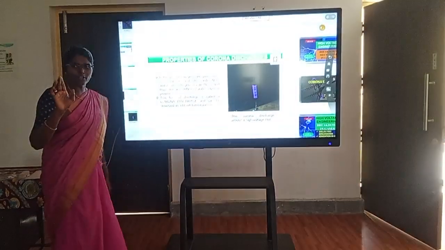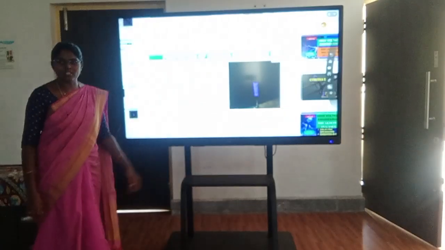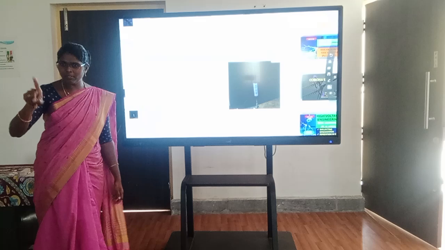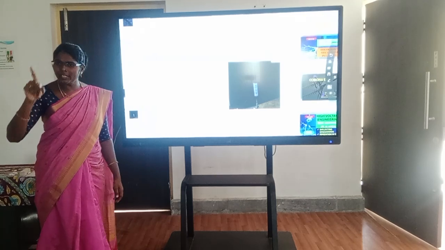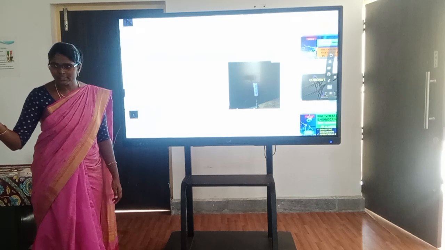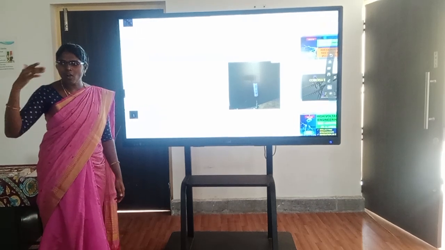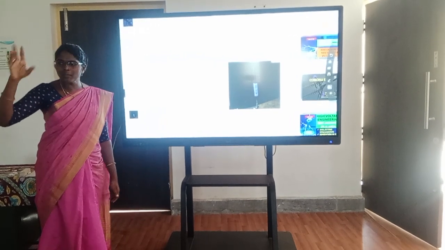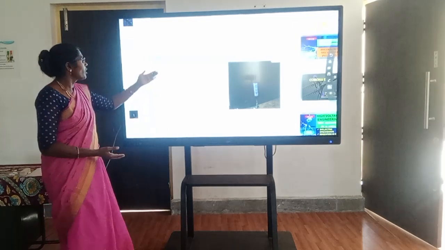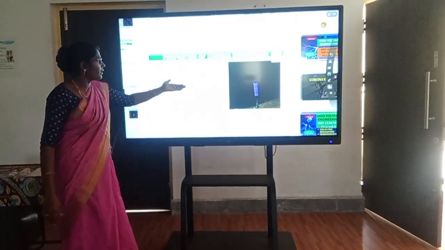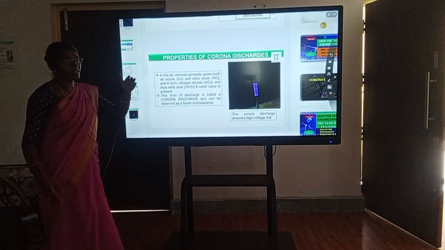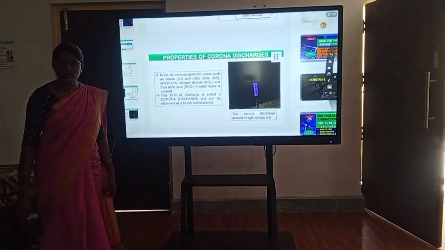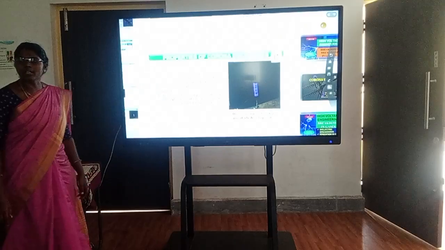Already I told you, I have drawn the diagram. What is happening in the air? Corona generates gases such as ozone. If the gas is nitrogen, it will generate nitric oxide. If the medium is air, it will generate ozone. One oxide is added: if the gas is nitrogen, nitric oxide will form; if the medium is air, it becomes ozone. In rare cases, if water vapor is present, other gases like nitrogen dioxide will form, and nitric acid will also occur due to corona.